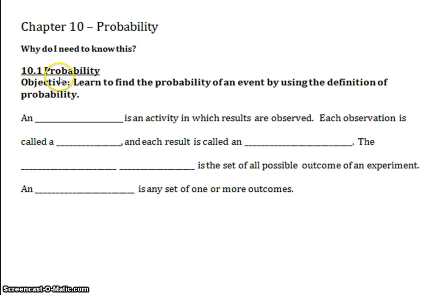Chapter 10, Section 1, Probability. The objective is to learn how to find the probability of an event by using the definition of probability.